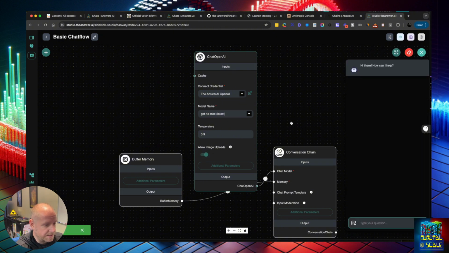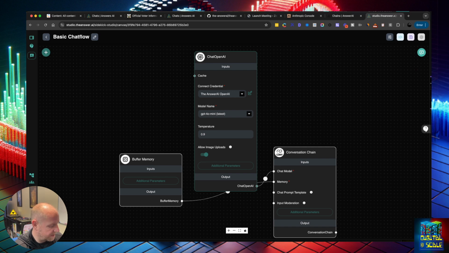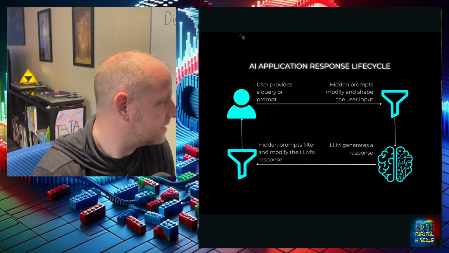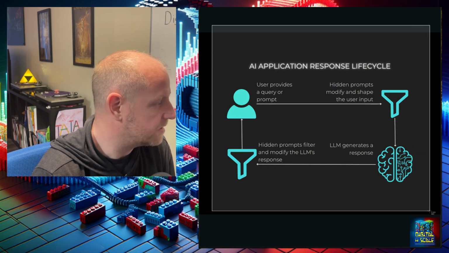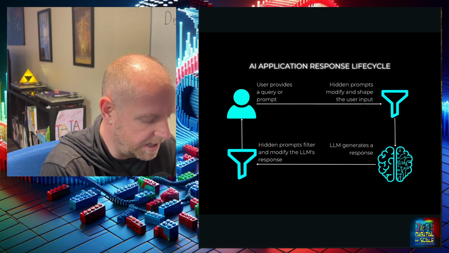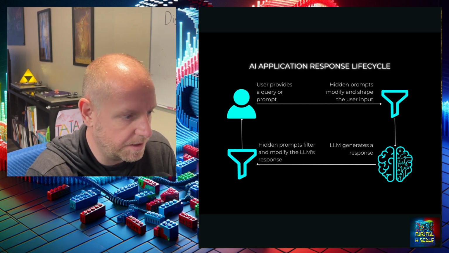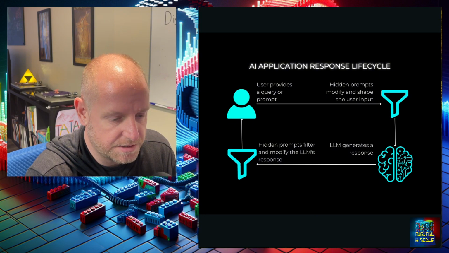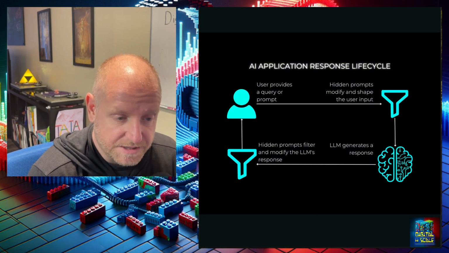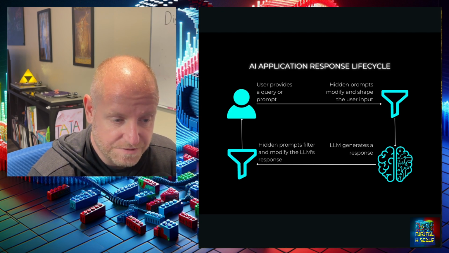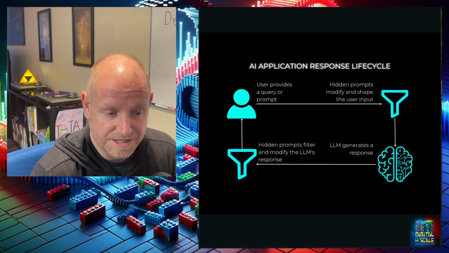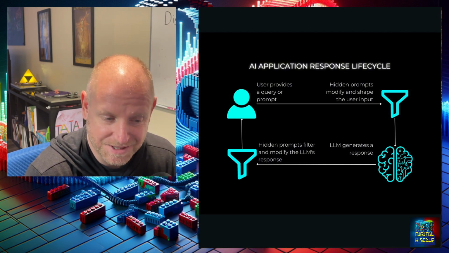So what I can do with this is I'm going to take a screenshot of this right over here. So I'm going to take this and take a screenshot. And now I'm going to say, hey, describe this image. I'm going to go here, open this screenshot. Here's the screenshot. I can put it in here. And it says the image depicts a flow chart illustrating the AI application response lifecycle. It starts with the user providing a query or prompt represented by a figure. The input then goes through a hidden prompts filter.